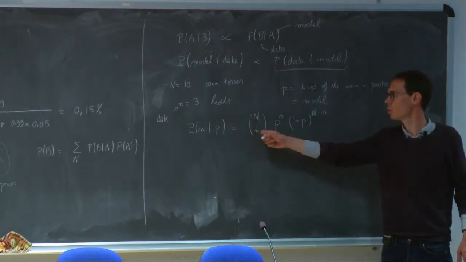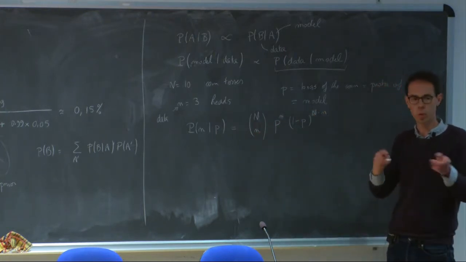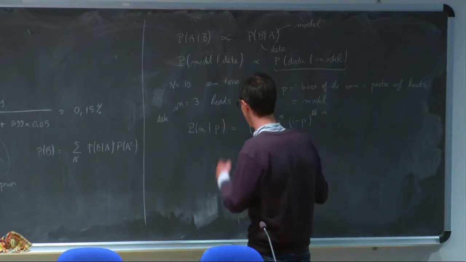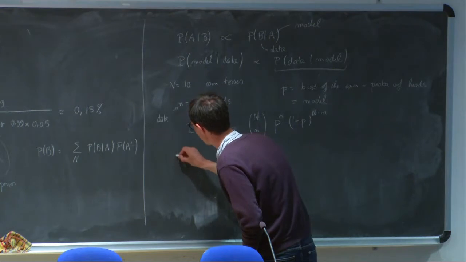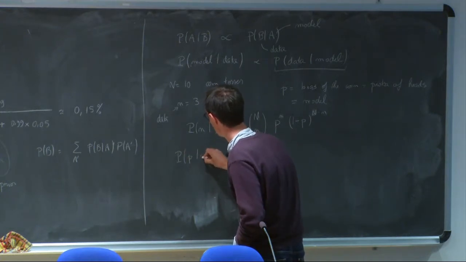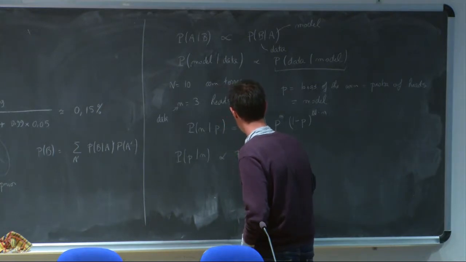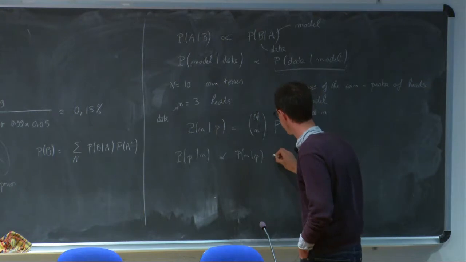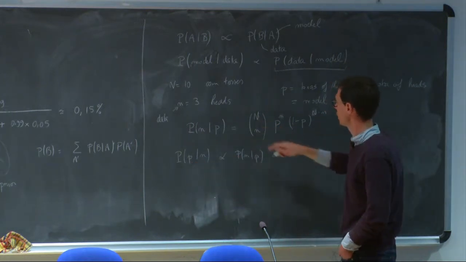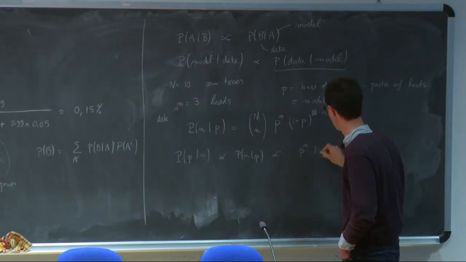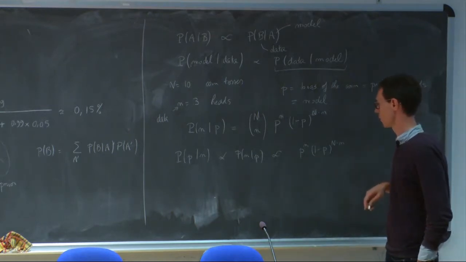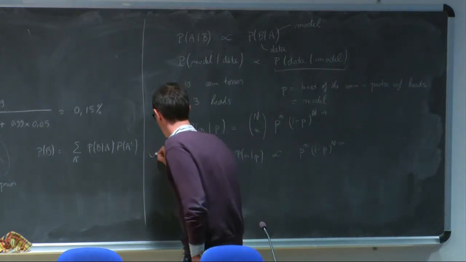So I have a big N choose small n because I have all the possible permutations of where the heads occurred, if I have an ordered list. Now I'm going to use Bayes' theorem, but I assume I have no prior knowledge of P. So I just say that the probability of P given n is proportional to that, which itself I want to write as a function of P. This factor doesn't depend on P, so I'm just left with this. This I'll call the likelihood.